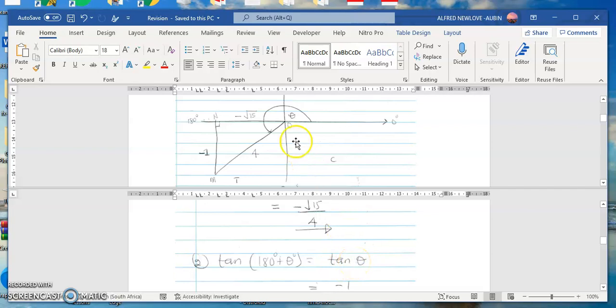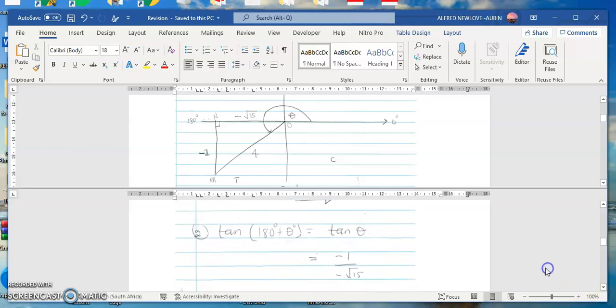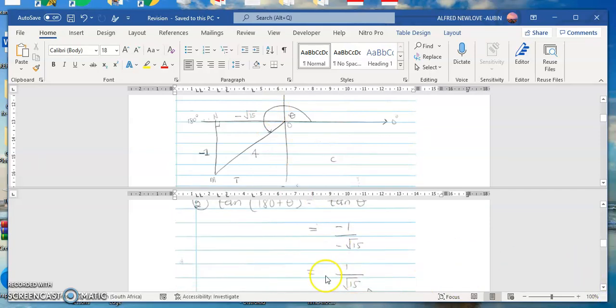Now let's give it a value. What is tan theta? Tan is opposite over adjacent. Our opposite is negative 1 and our adjacent is negative square root of 15. So we have negative 1 over negative square root of 15, and minus minus will cancel to give us a positive value, which is 1 over square root of 15. So tan is this.